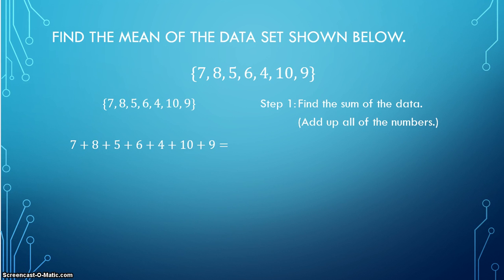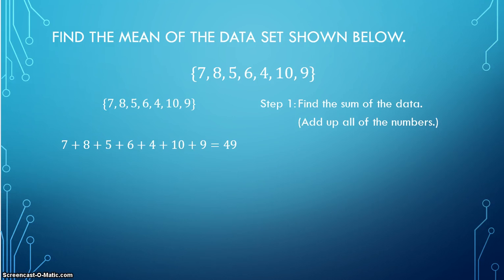7 plus 8 is 15. 15 plus 5 is 20. 20 plus 6 is 26. 26 plus 4 is 30. 30 plus 10 is 40. And 40 plus 9 is 49. So now we have our sum.